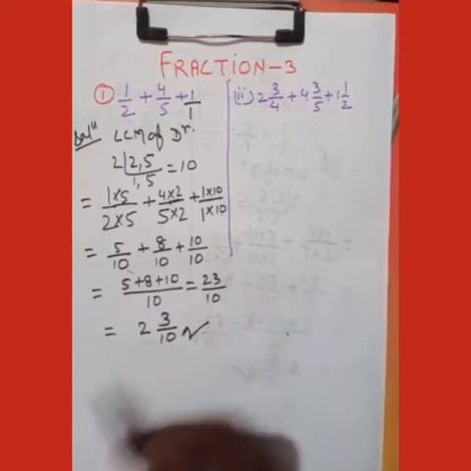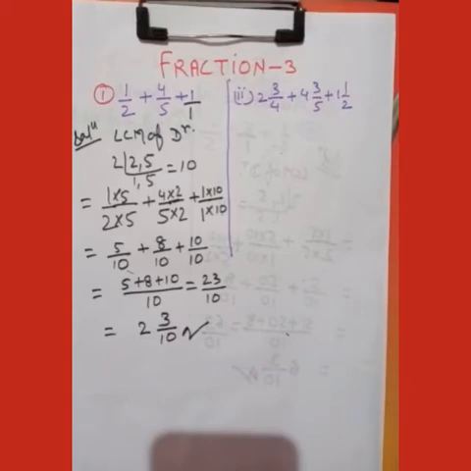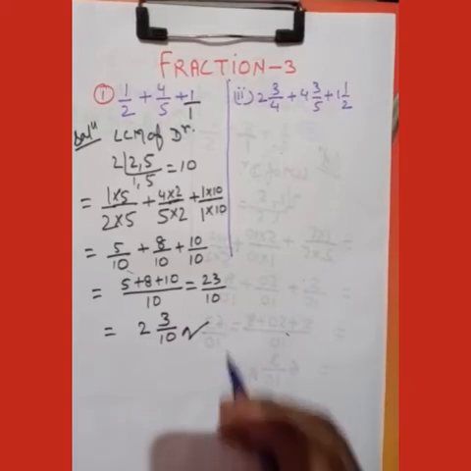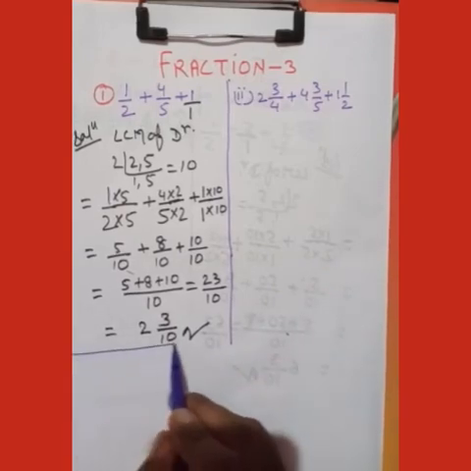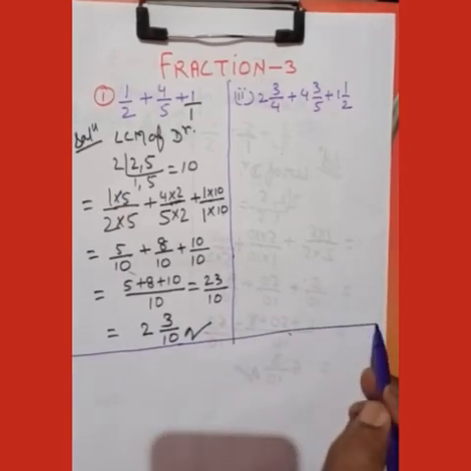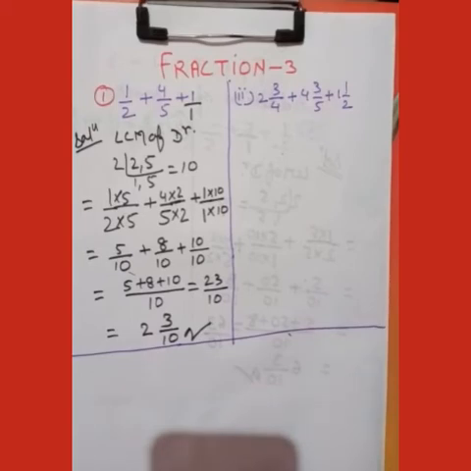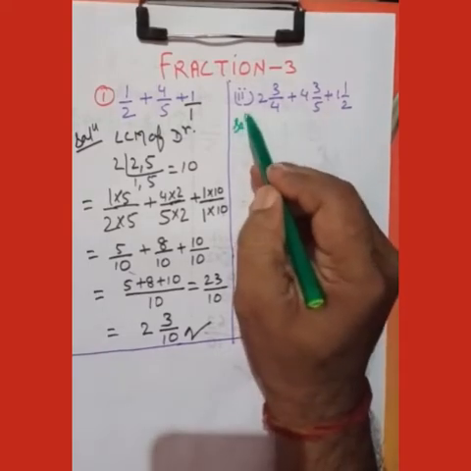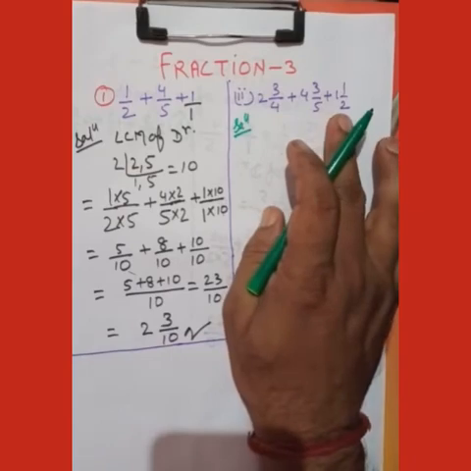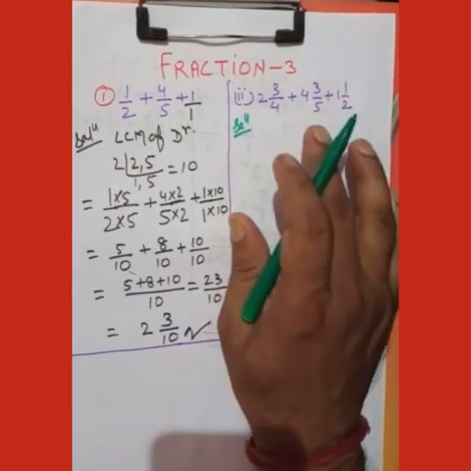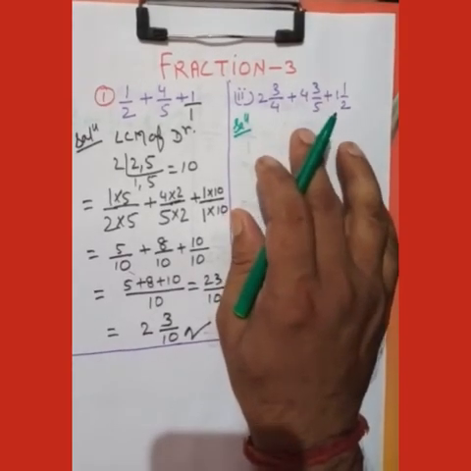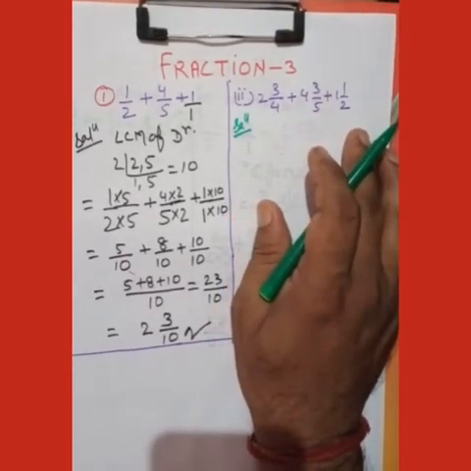Okay students, now see the second one: 2 3 by 4, 4 3 by 5, 1 1 by 2. How to do it, see over here. First, what we see is that all the fractions are mixed fractions. First we have to convert all these fractions into improper fractions.